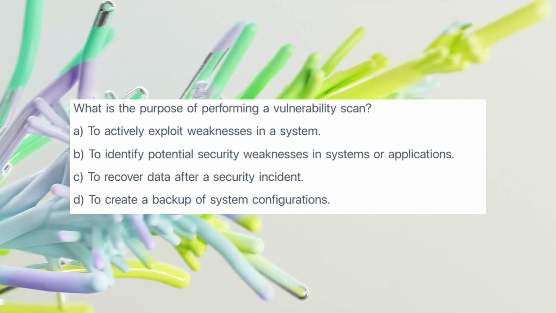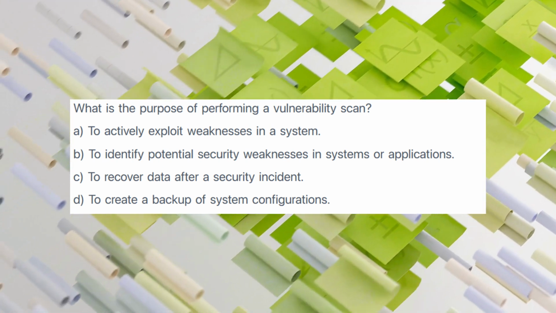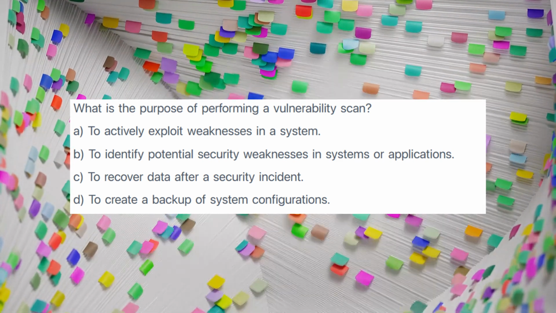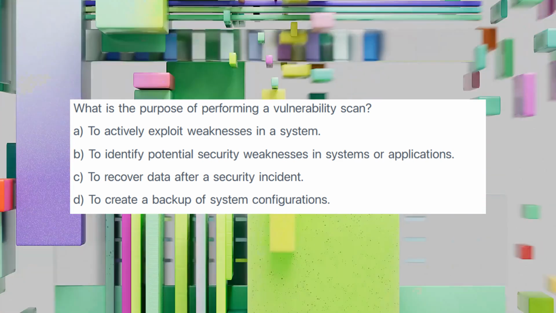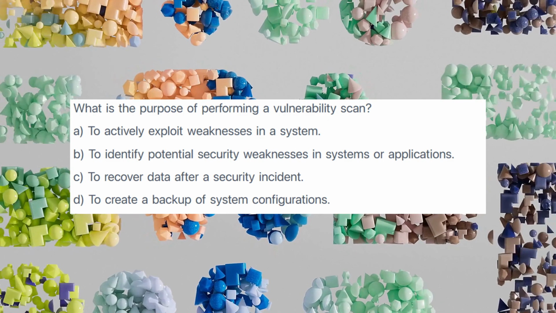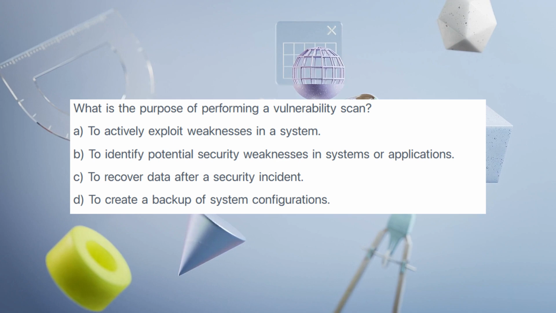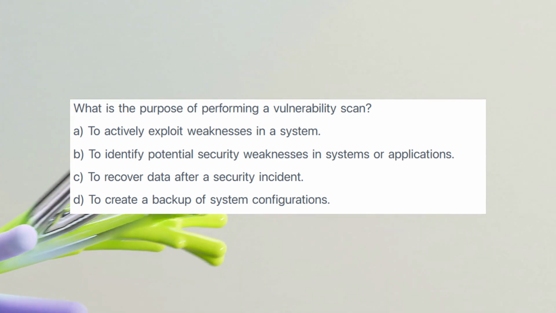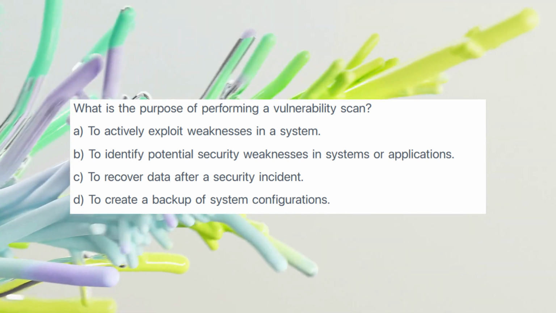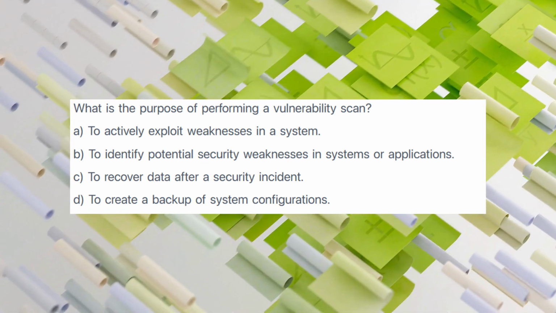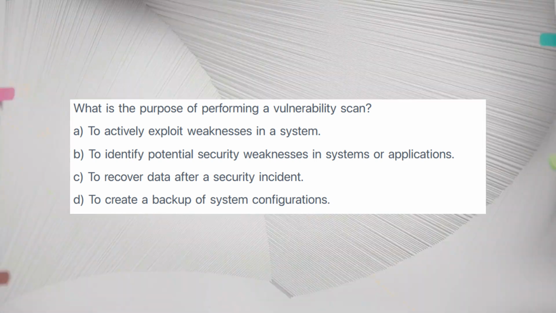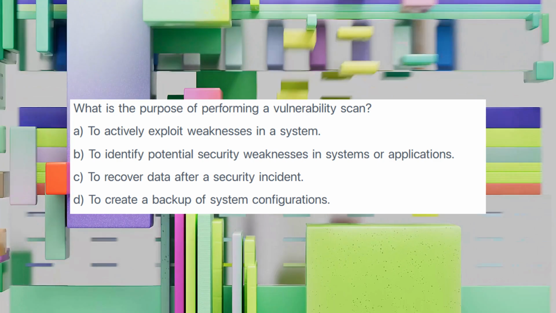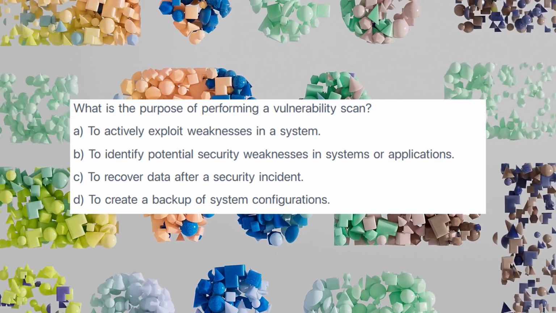The answer is B, to identify potential security weaknesses in systems or applications. Vulnerability scanning is a process of identifying known security weaknesses or flaws in systems, networks, or applications using automated tools. Option A describes penetration testing. Option C relates to disaster recovery. Option D relates to configuration management or backup processes.